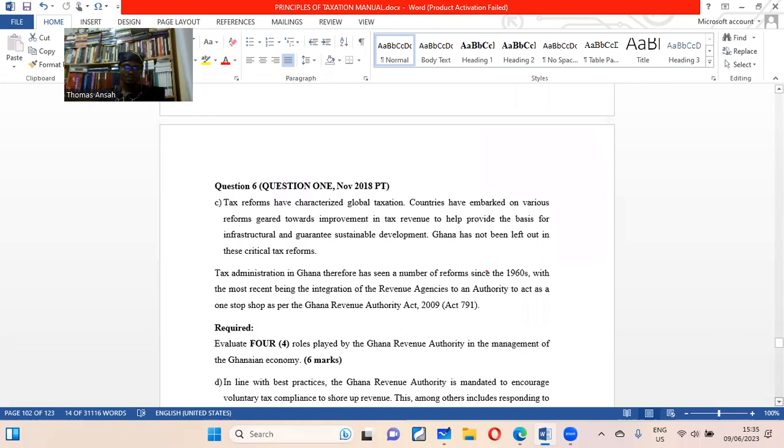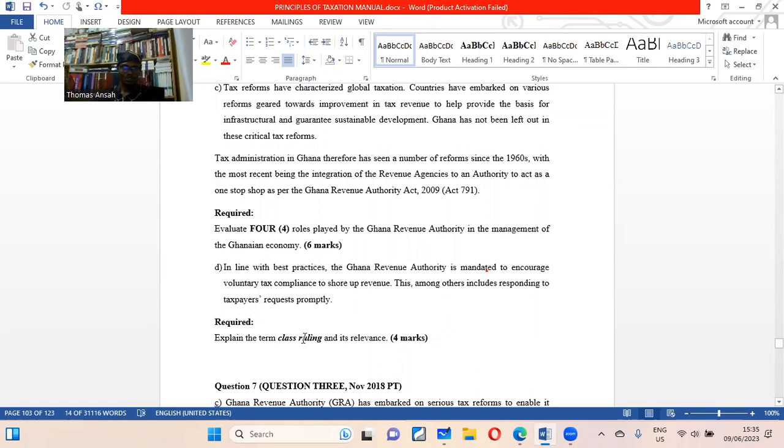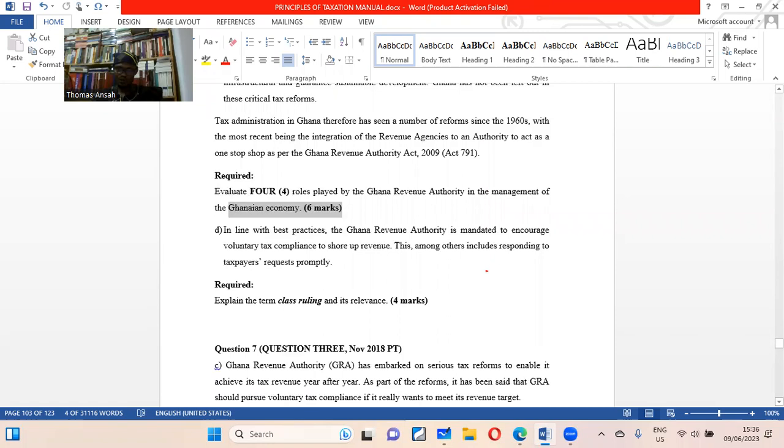All right, so what is a class ruling, class private decision? Explain the role played by Ghana Revenue in management of the economy. They do tax administration, and you know the elements of tax administration.